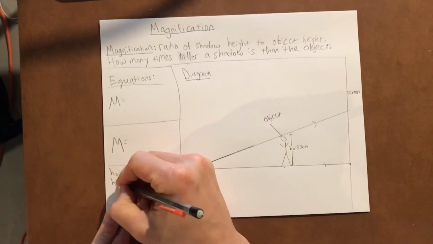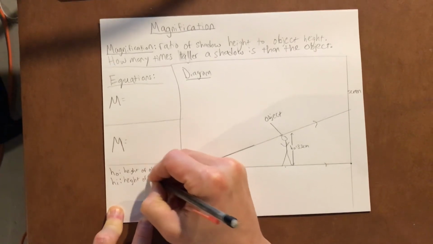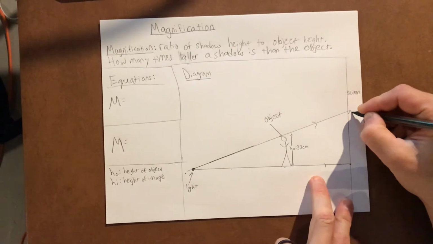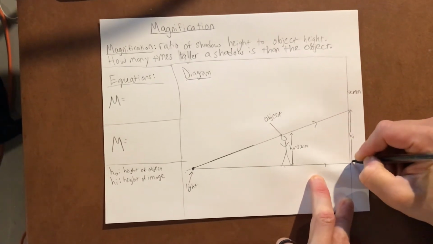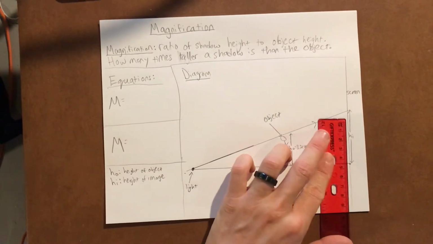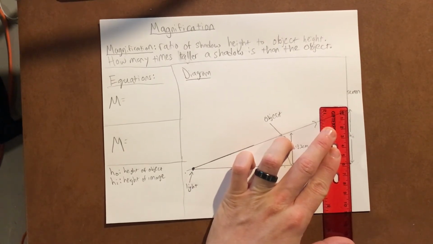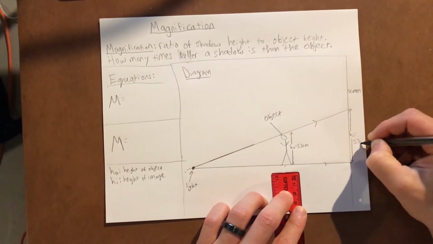Our second variable is the height of the image. Remember, the image is our shadow over here. This is where the shadow shows up. So HI is the height of that shadow. So I'm going to measure the height between those two lines, and I get about 5.7 centimeters.